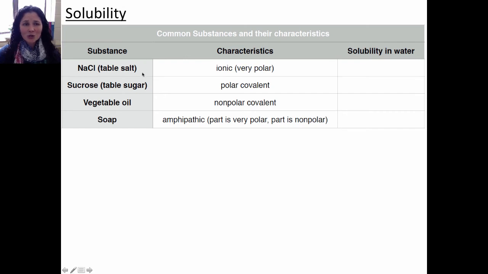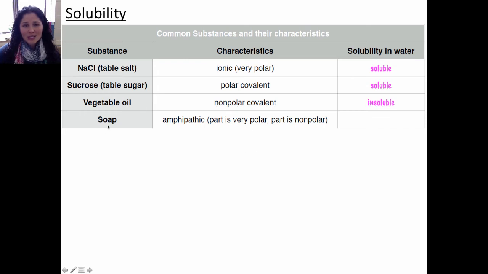Based on your experience, you might be able to answer these questions simply based on the first column. But the second column should help you. Table salt is ionic, and that means it's very polar. Ionic character is an extreme form of polarity. And from experience, I hope that you know that table salt is soluble in water. Sugar is also polar, and I'm sure you've seen sugar dissolve in water. Vegetable oil is not soluble in water because it is nonpolar.